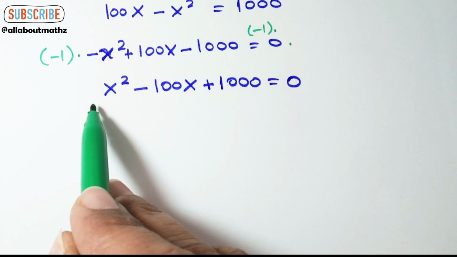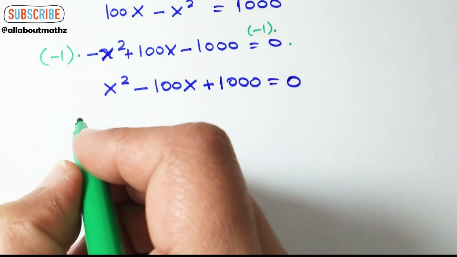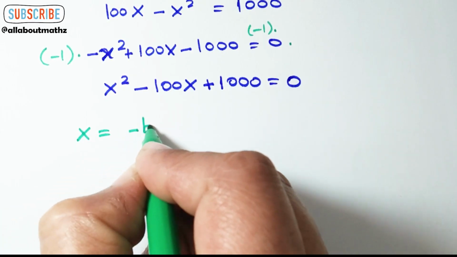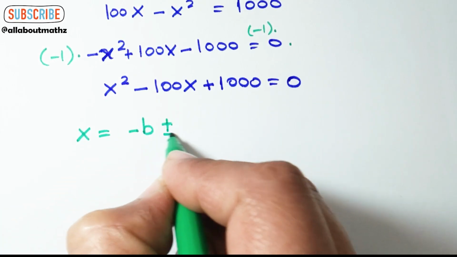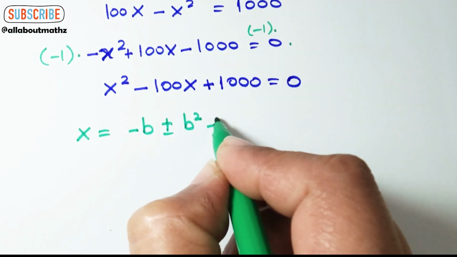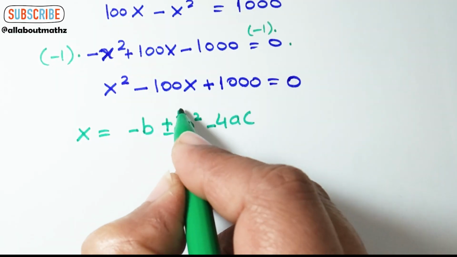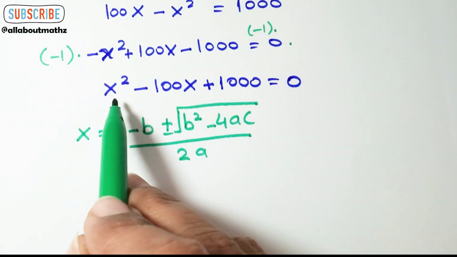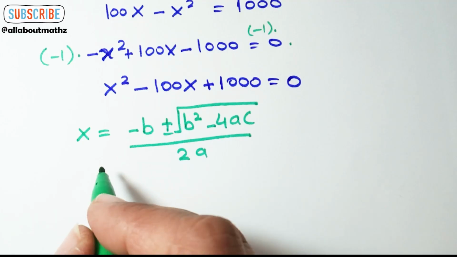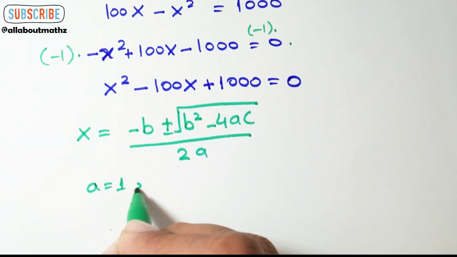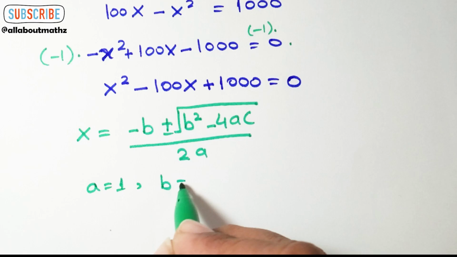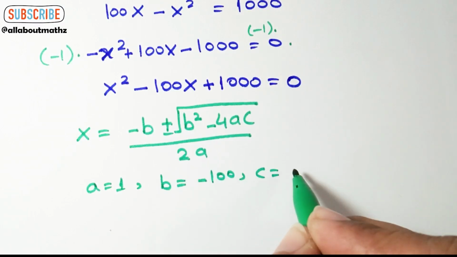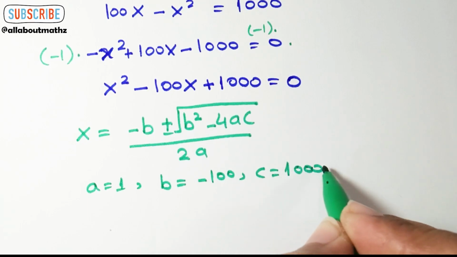So here we have to find the value of x. For this we will use the quadratic formula, which is x is equal to minus b plus minus square root of b square minus 4ac, whole divided by 2a. So in this equation we have the value of a is equal to 1, b is equal to minus 100, and c is equal to 1000.